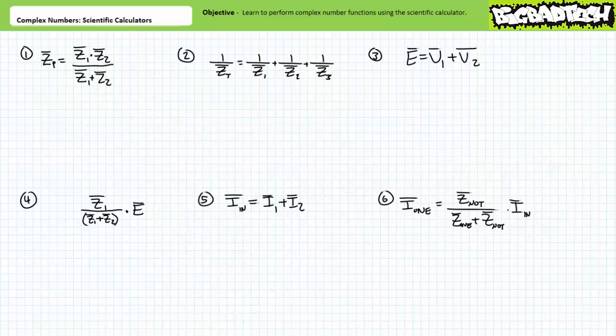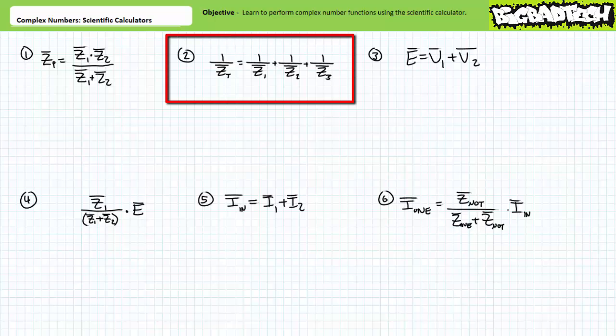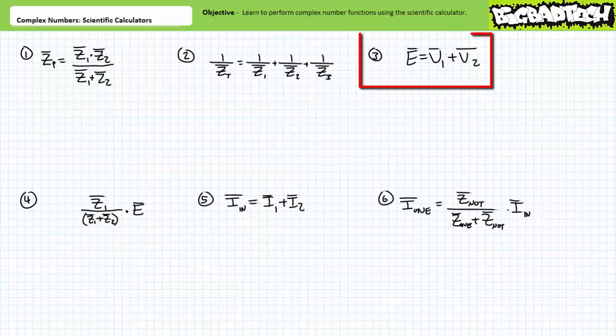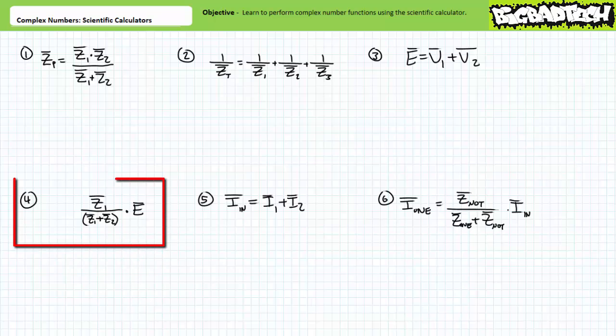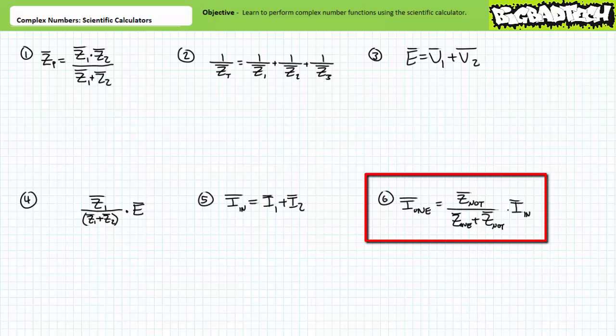Hopefully you survived this last challenge, because this is where we're headed. The first expression is the common means of solving for the impedance of two elements in parallel with one another. The second expression is a common means of solving for the total impedance of more than two elements in parallel with one another. The third expression is Kirchhoff's voltage law for a two-element series AC circuit. The fourth expression is the AC voltage divider rule for a two-element series AC circuit. The fifth expression is Kirchhoff's current law for a two-path parallel AC circuit. Finally, the sixth expression is the AC current divider rule for a two-path parallel AC circuit.